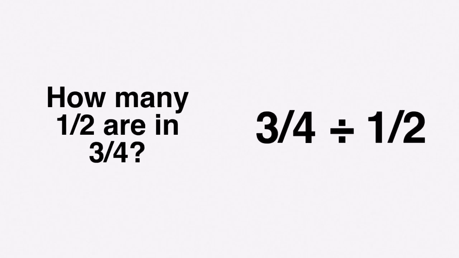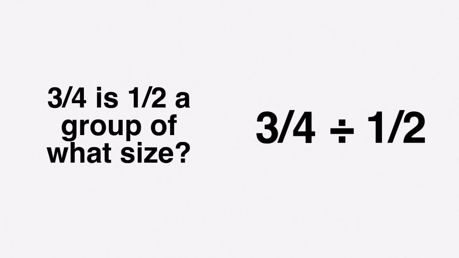And the best way to figure this out is to say out loud the interpretation for both. So let's start with measurement. If we have 3/4 divided by 1/2, measurement division would have us say, how many 1/2s are in 3/4? That doesn't sound that bad. What about the partitive interpretation? According to that, we would say 3/4 is 1/2 a group of what size?